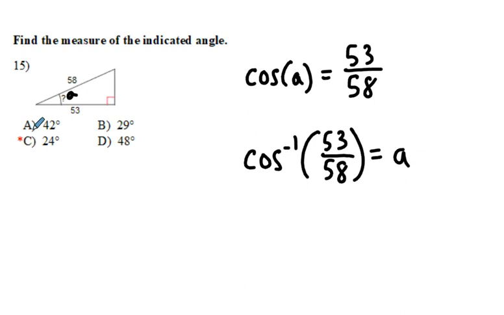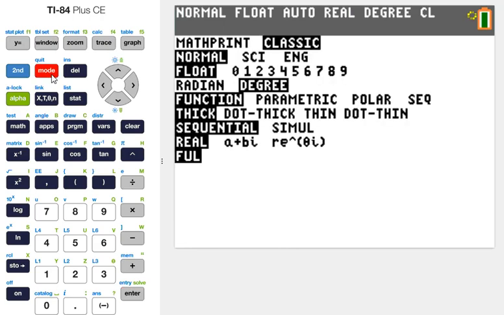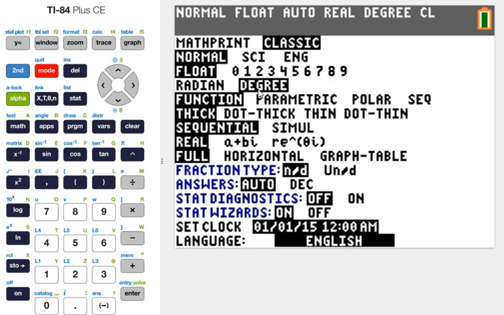If I type that in a calculator, you're going to find that it's 24 degrees. Make sure your calculator is set to degrees. So if you go to mode, make sure that it's set to degrees there.